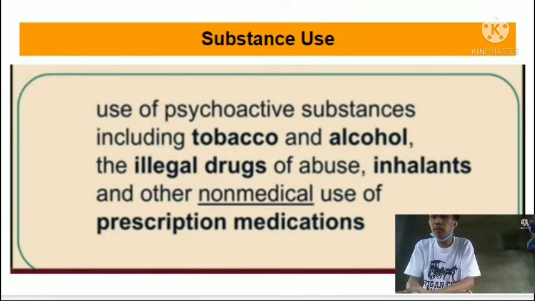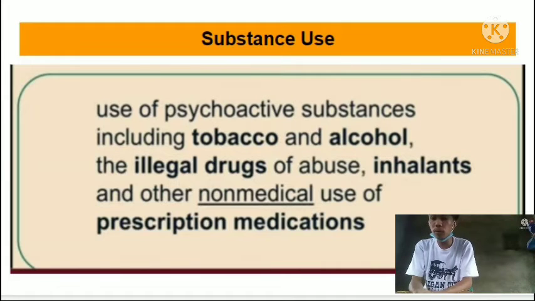Now, I'm going to introduce to you a general term that is called substance use. What is substance use? Use of psychoactive substances including tobacco and alcohol, the illegal drugs of abuse, inhalants, and other non-medical use of prescription medications.